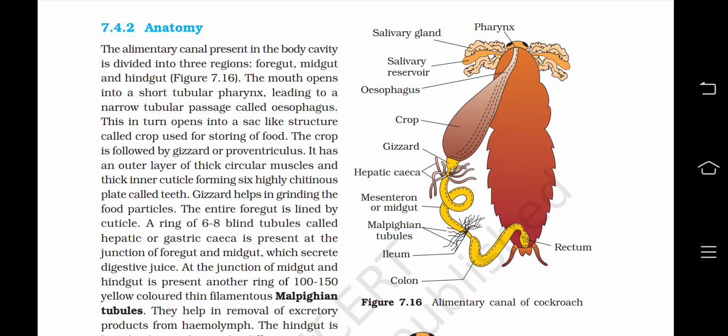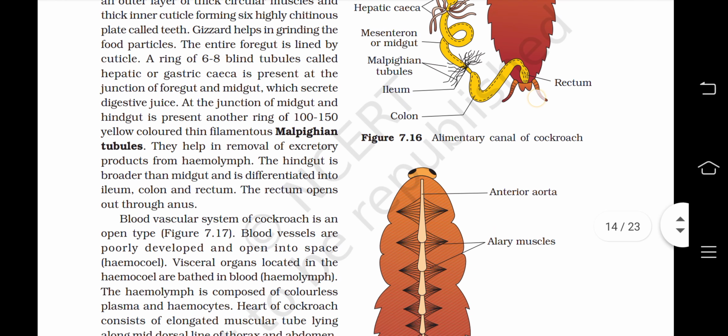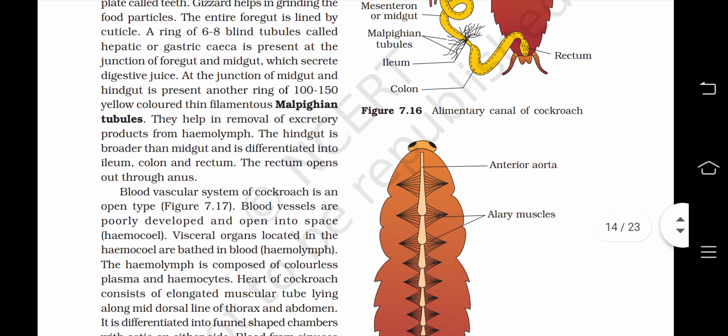It has an outer layer of thick circular muscles and a thick inner cuticle forming six highly chitinous plates called teeth. Gizzard helps in grinding the food particles. The entire foregut is lined by the cuticle. A ring of 6 to 8 blind tubules called hepatic or gastric caeca is present at the junction of foregut and midgut, which secrete digestive juice.